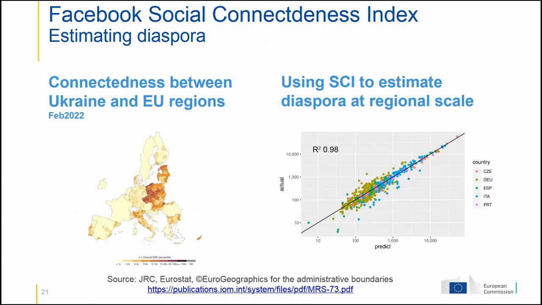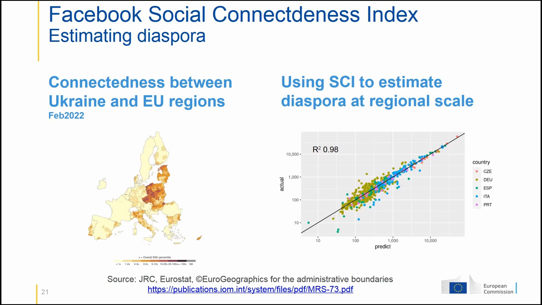And we try to use this type of data, again in the context of the war in Ukraine. On the left, you can see the social connection between the various regions in the European Union and Ukraine as a whole, as a country. The darker, the more connected these areas are with Ukraine. When I'm talking about connection, I'm talking about friendship networks, meaning the digital friendships of Facebook. And we try to use this data to estimate the diaspora at regional scale.